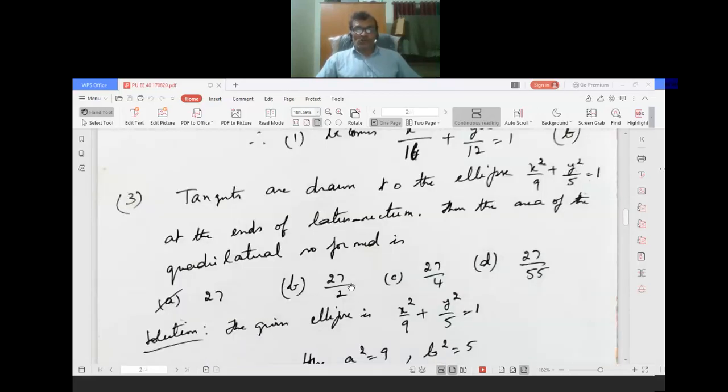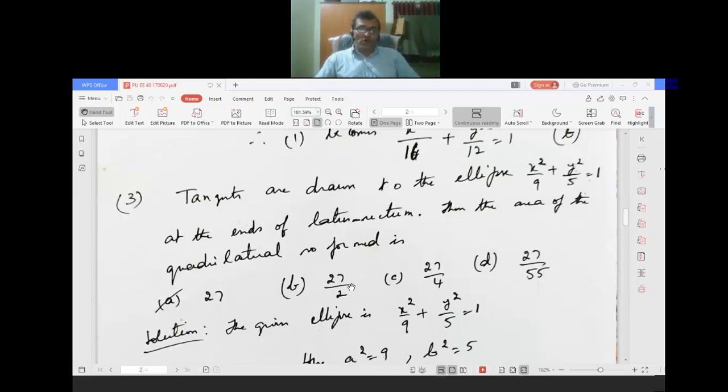Tangents are drawn to the ellipse x squared by 9 plus y squared by 5 equals 1 at the ends of the latus rectum. So you should know first what a latus rectum is. The latus rectum is a focal chord passing through the focus perpendicular to the axis, that is, the major axis. So you know, for an ellipse there are 2 foci, so there are 2 latus recta. The basics you should know.